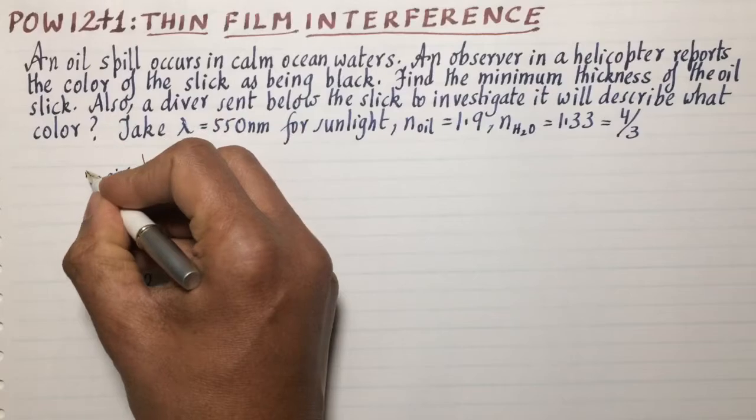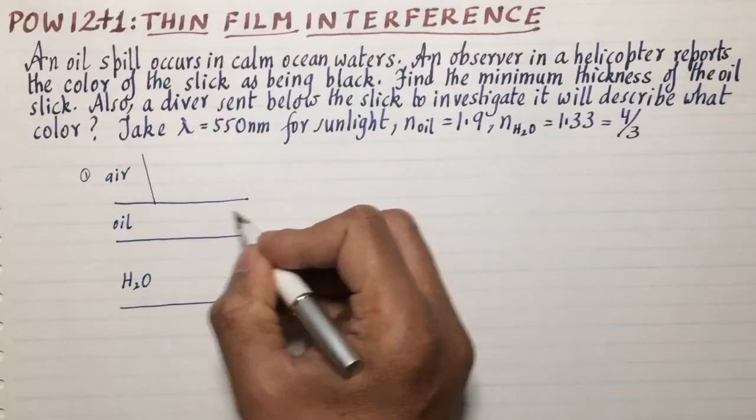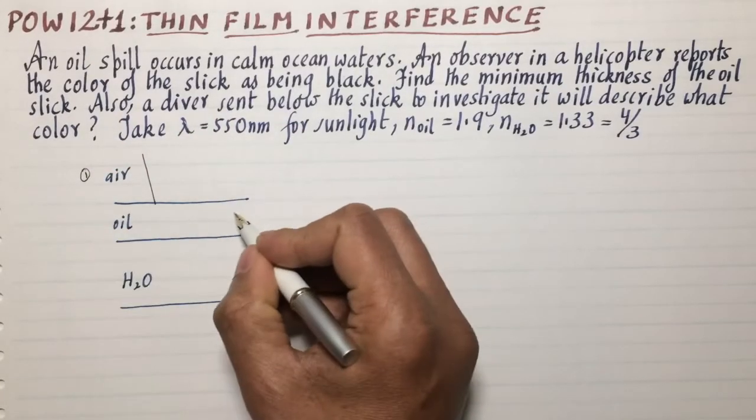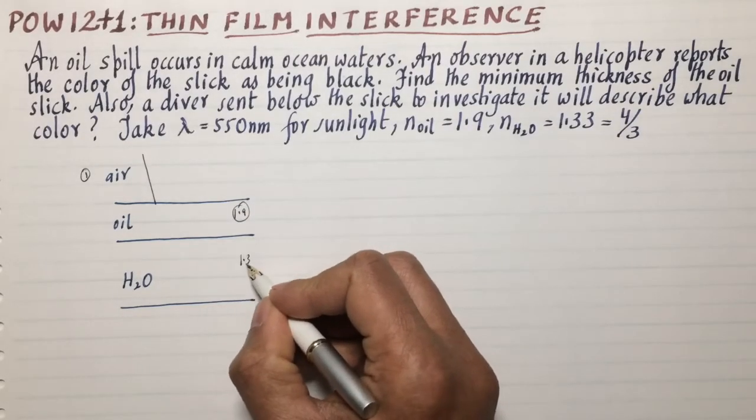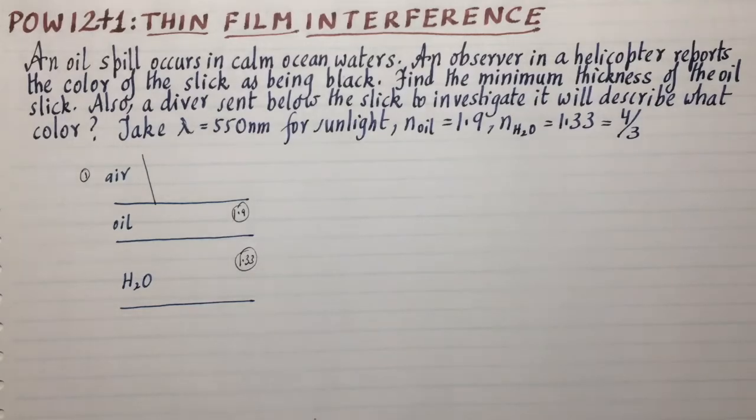Air is refractive index 1. I'll put the refractive indices within circles. The oil is 1.9 and water is 1.33. I don't have a calculator, so bear with me. I'm just going to give the answers as ratios. So you have this light coming in.